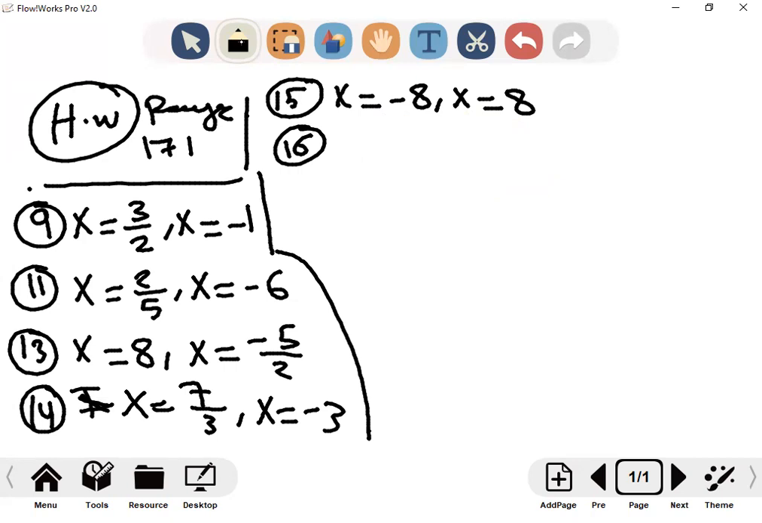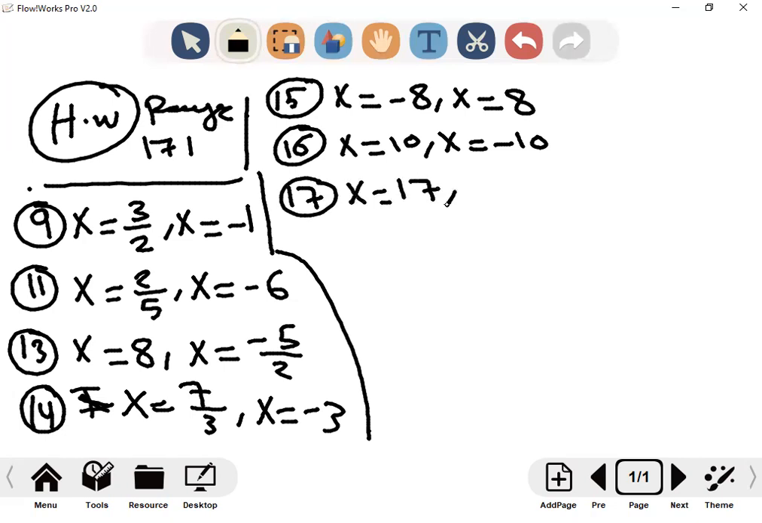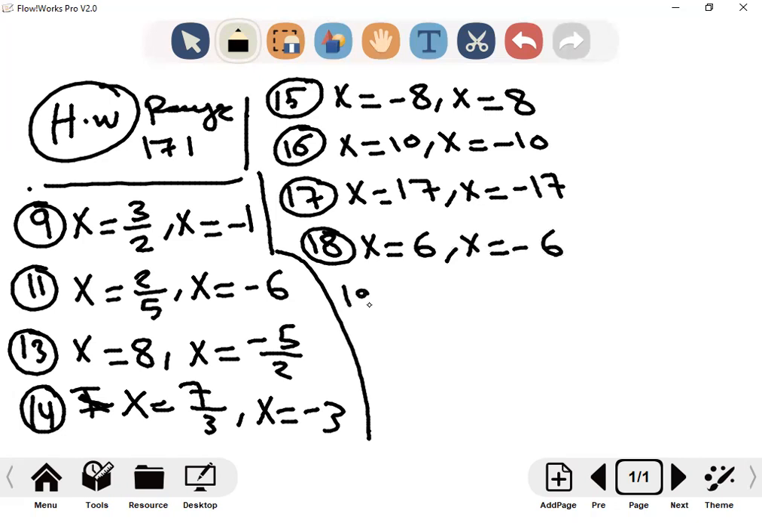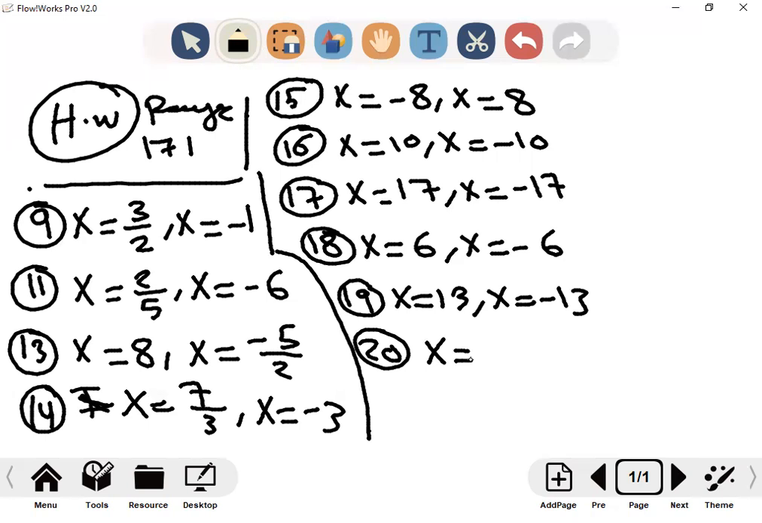16: x equals 10, x equals -10. 17: x equals 17, x equals -17. 18: x equals 6 and x equals -6. 19: 13 and -13. 20: Naeem, stand up, the last one, speak. 20: x equals 11 and x equals -11.